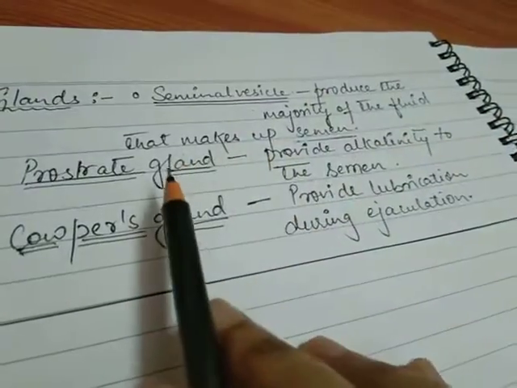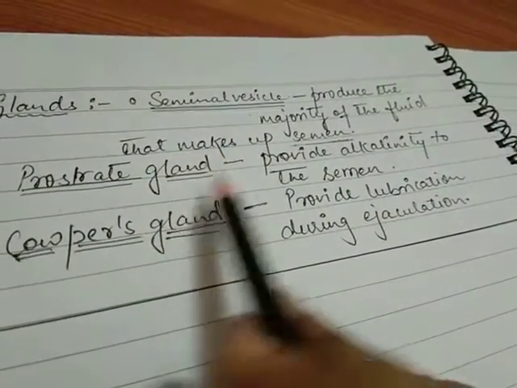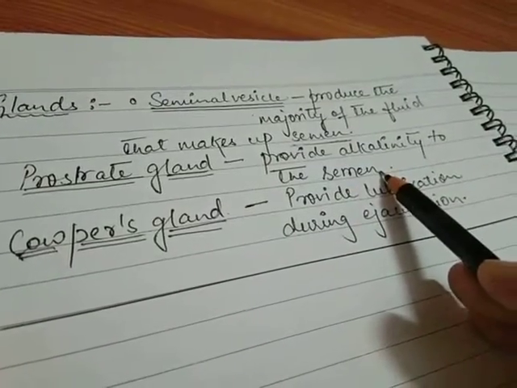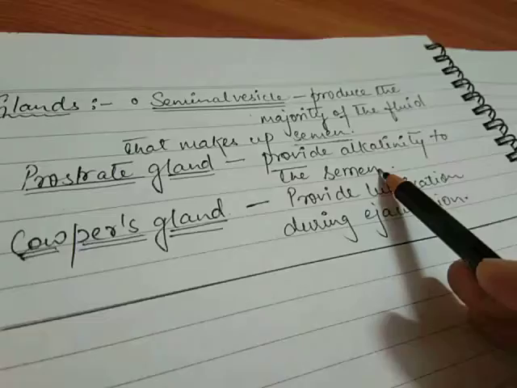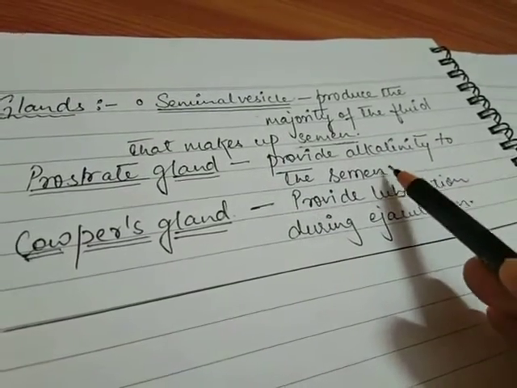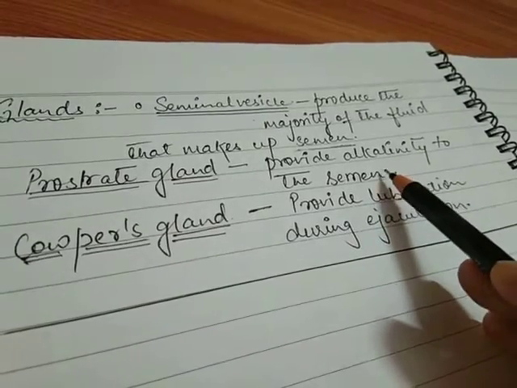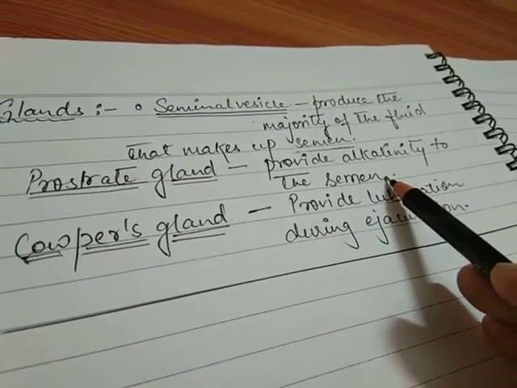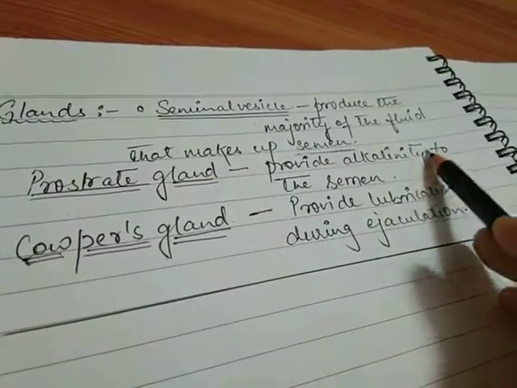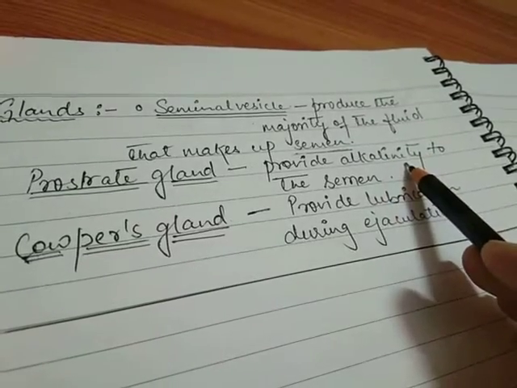Next, the next gland is the prostate gland. This gland actually provides the alkalinity to the semen. As I have already told, the sperms are very delicate in nature, and the temperature which is maintained inside the testes is 2 to 2.5 degrees Celsius lower than body temperature. And hence this gland provides alkalinity so that the sperms don't get destroyed.